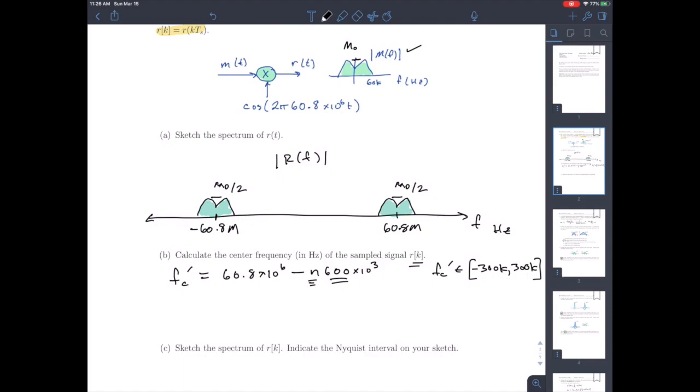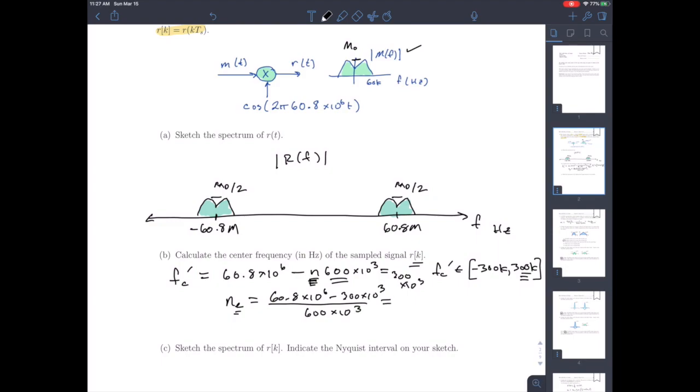In our examples in class, we found the exact value of n, not taking into account that n has to be an integer. So we're going to solve for n sub e, the exact value, so that we hit the upper edge of the Nyquist interval. From there, we can round up to make sure that we come up with the value of n that actually works for aliasing this signal back into the Nyquist interval. Solving this equation for n, we get 60.8 times 10 to the 6th minus n times 600 times 10 to the 3rd, setting this equal to the upper edge, 300 times 10 to the 3rd. Solving for n, we would get this expression.